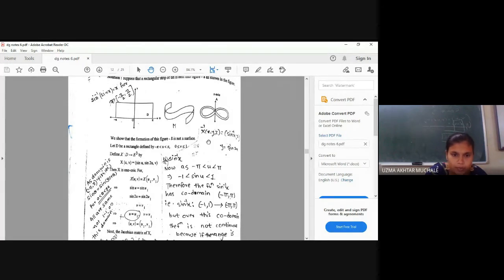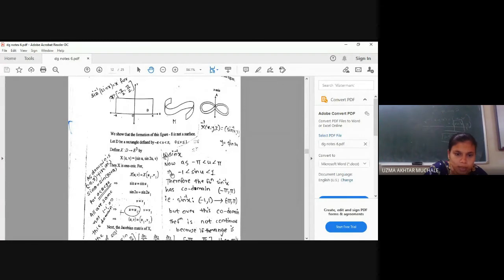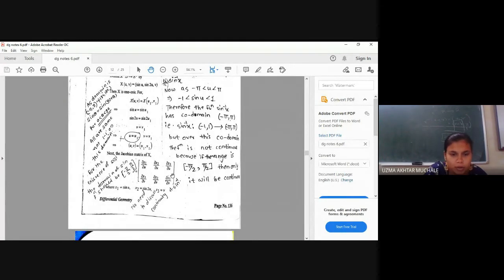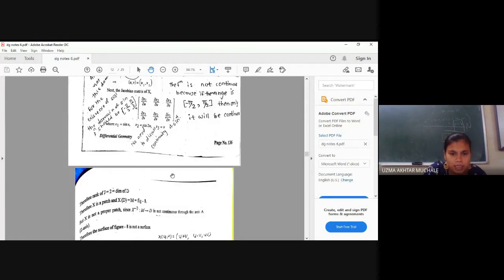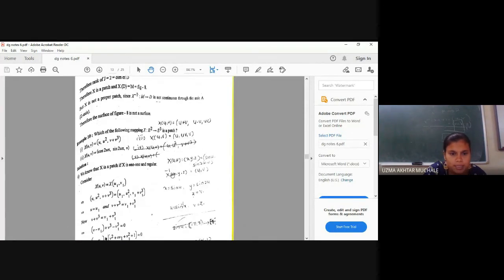So to find out u and v, come back to our x of uv. So what is x? X is equal to sine u, y is sine 2u, z is v. And then you can find out what u and v are. Okay. If you are having any doubt related to up to now, you can ask. Otherwise, we'll go for the next examples.